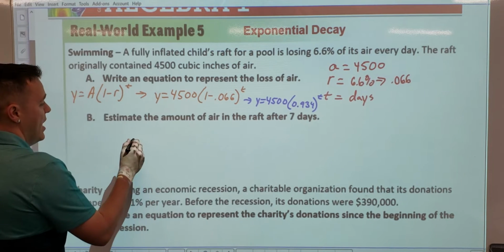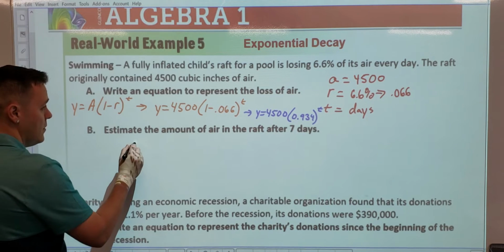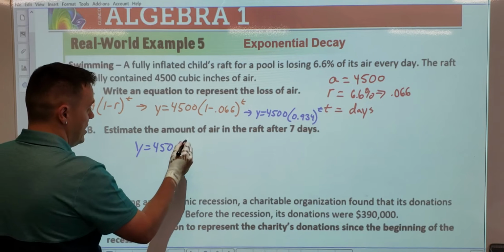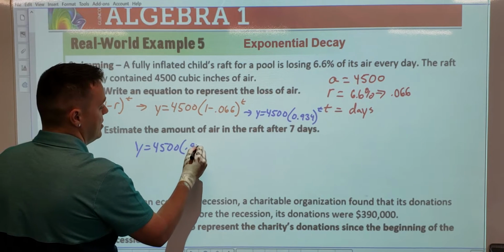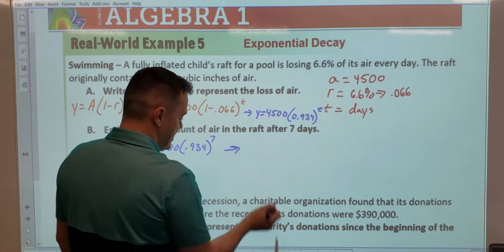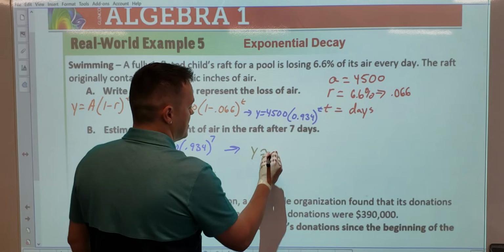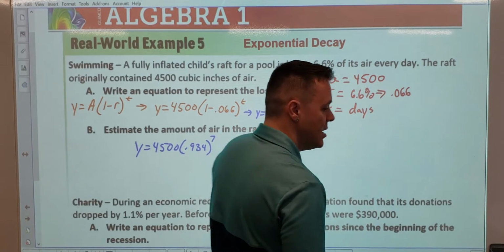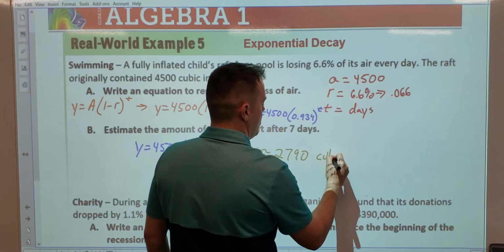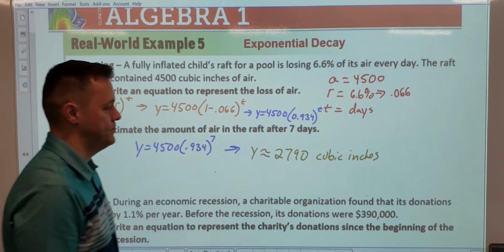All right, so now we know our equation is going to be y equals 4,500, and then we have our 0.934, and it's after 7 days. You just put that simply in a calculator, ladies and gentlemen, and you get y is approximately 2790 cubic inches.